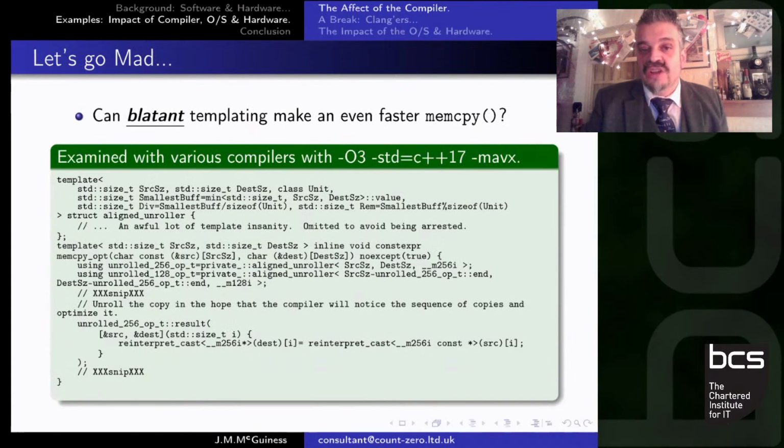We're in C++. How about using some template metaprogramming to optimize my mem copy so it is the fewest number of instructions using AVX, AVX2, and all of this lovely stuff, and generate perfectly designed minimal numbers of instructions, mem copies. And this is a huge amount of template metaprogramming that I've chopped out. You can see the snips here, because there's no way I could ever fit it on a slide.